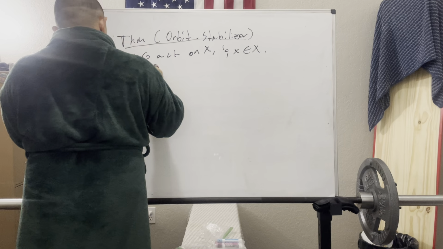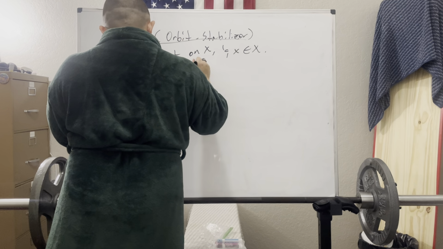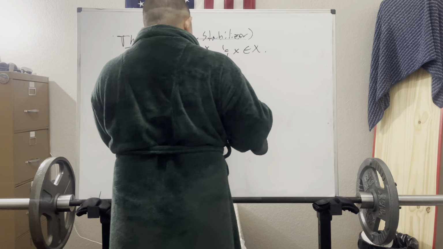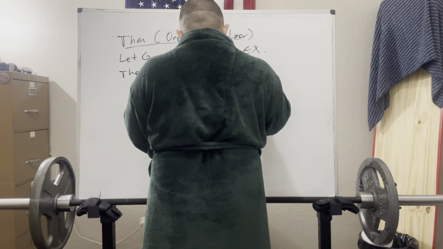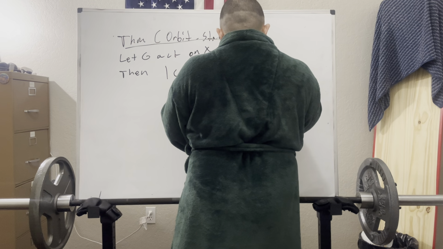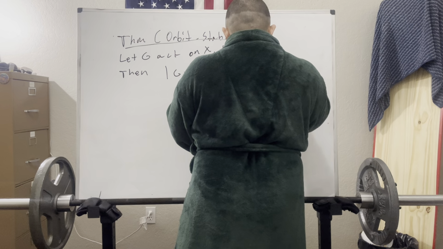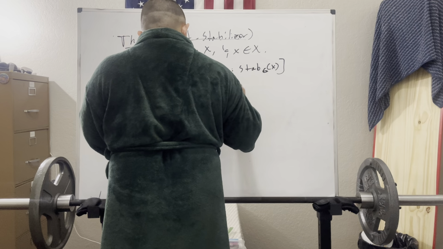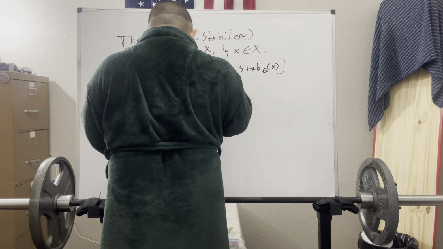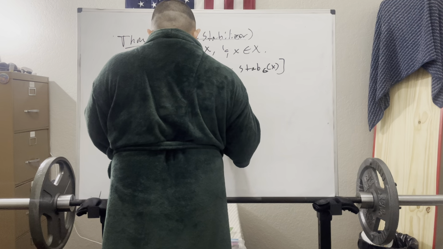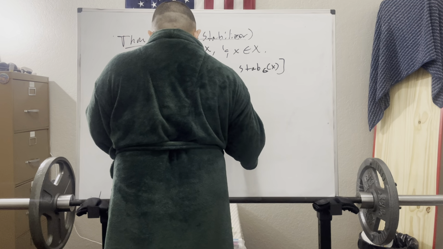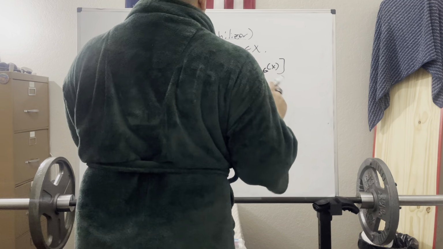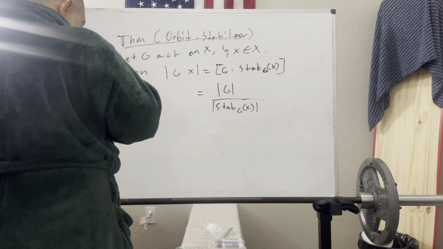Then the cardinality of G operated with x is equal to the class G such that we have the stabilizer of x. There are better words for that, but we're just going to stick to that for now. Which is equal to the quotient of the order of G over the order of the stabilizer of x.